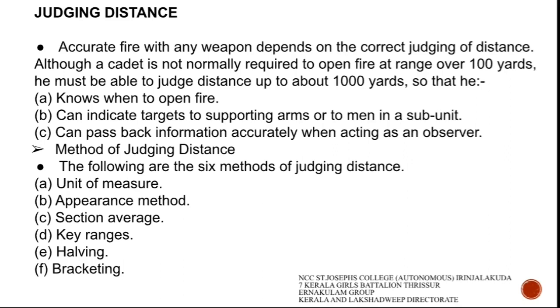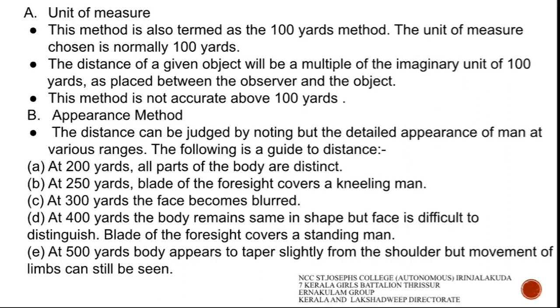Next, we are going to discuss the 6 main methods of judging distance. The first one is unit of measure. This method is also termed the 100 yards method. The unit of measure is chosen normally as 100 yards. The distance of a given object will be a multiple of the imaginary unit of 100 yards. This method is not accurate above 100 yards.